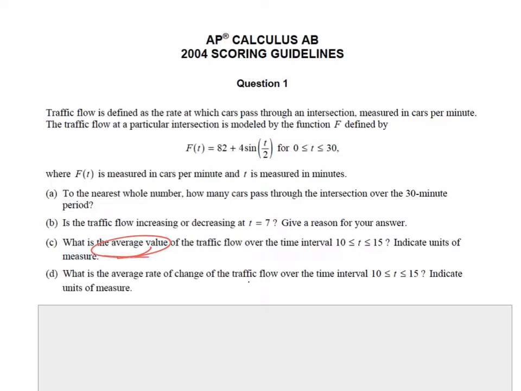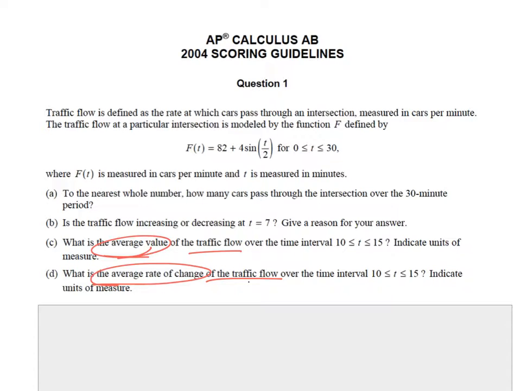Part C is asking for the average value of the traffic flow, and then in part D, it's asking for the average rate of change of the traffic flow. So I'm going to have you pause the video and write down anything that comes to your mind when you think of average. Like I said, there should be at least 2 things that you're thinking right now. Okay, we'll pick up in a minute.